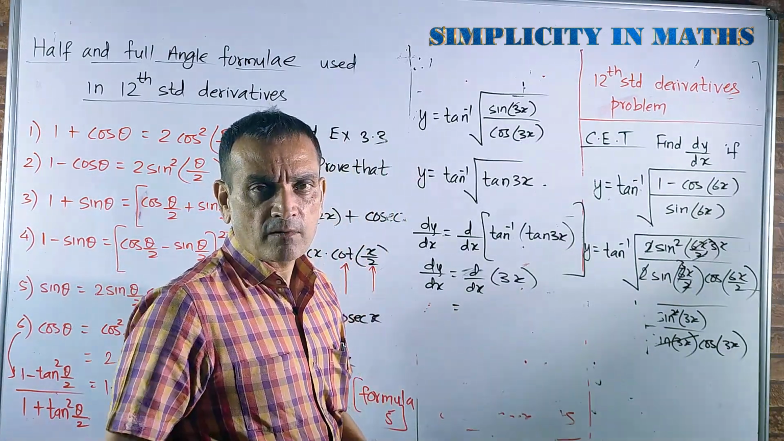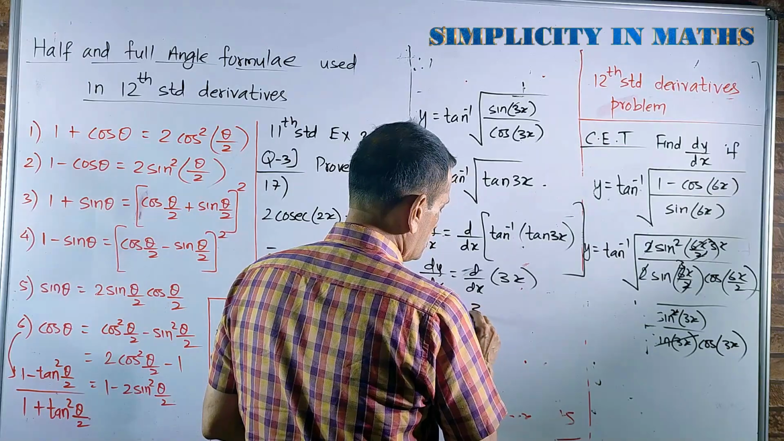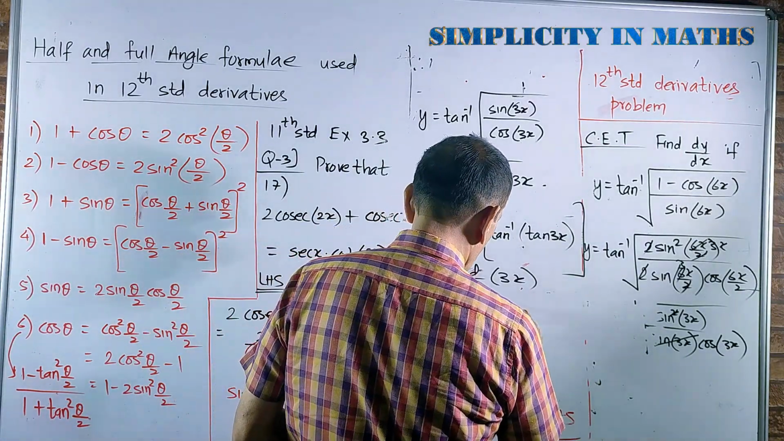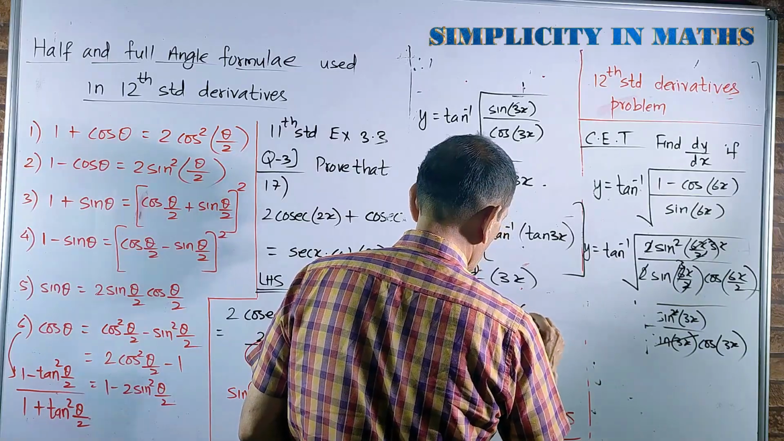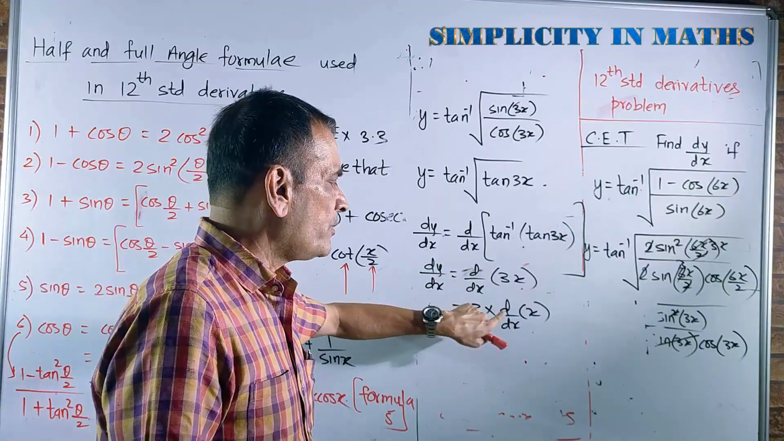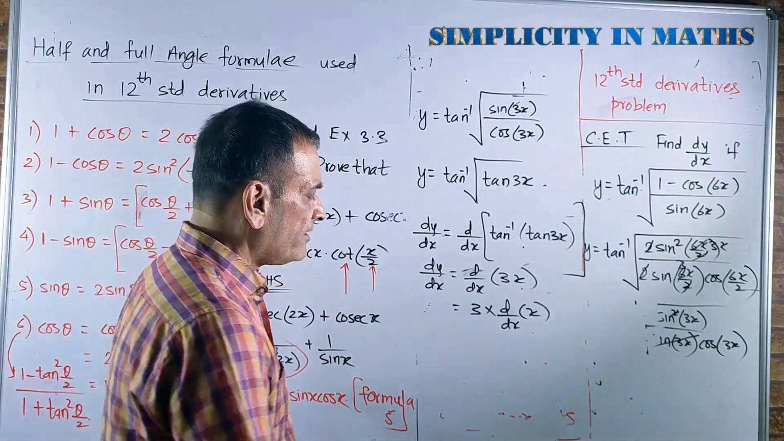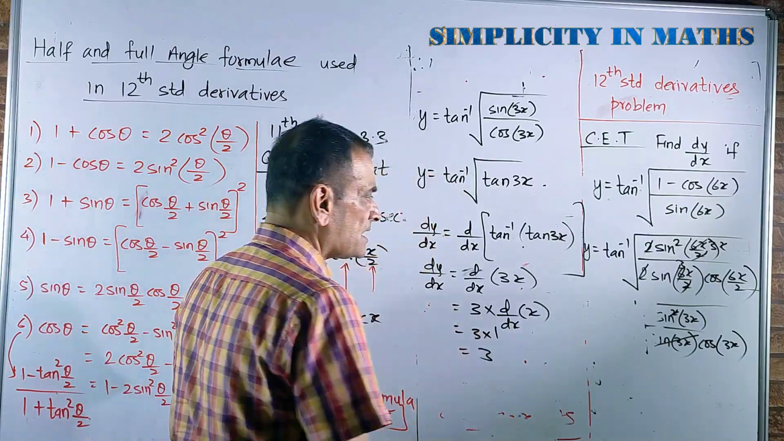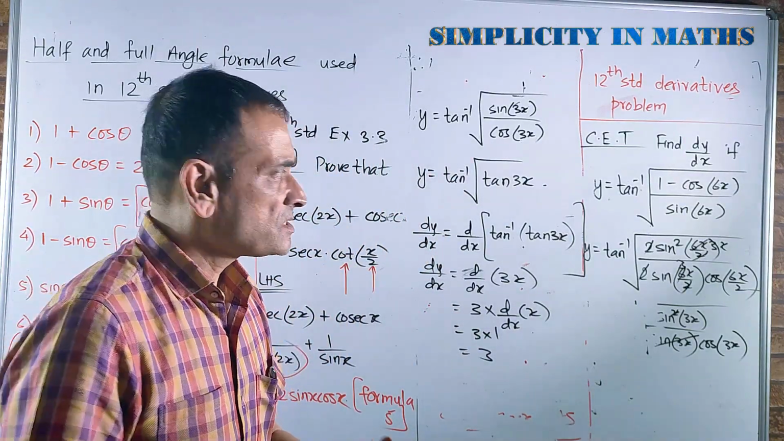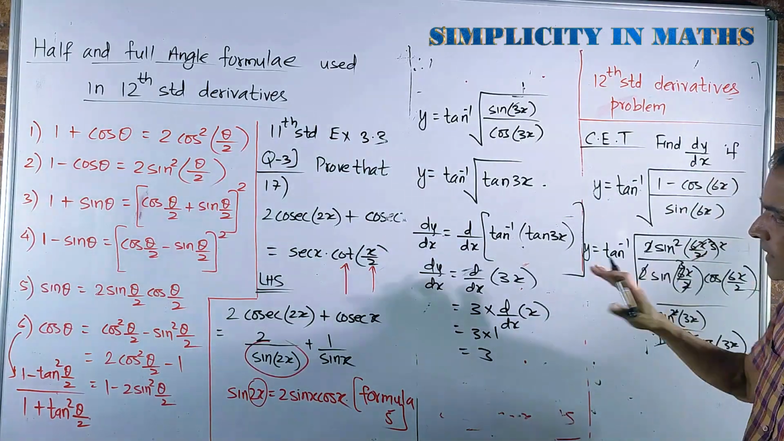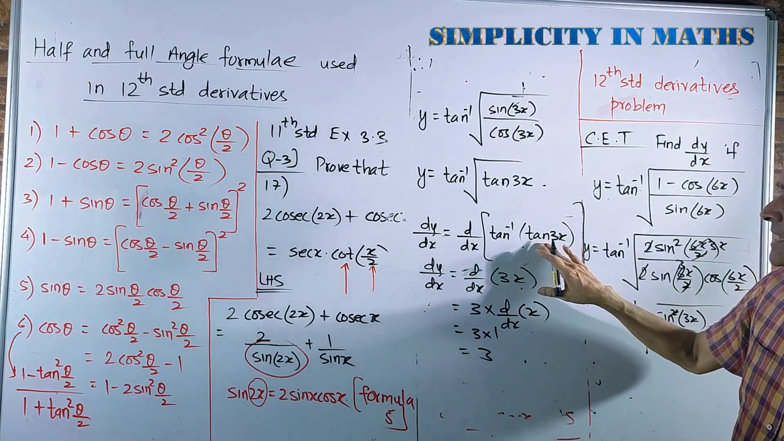Now this is the 11th standard problem. 3 is a constant, keep it outside, d by dx of x. We have solved this. 3 is a constant, keep it aside, derivative of x. Derivative of x is 1. 3 is the answer. So sometimes when the root sign is not there, then directly we get tan inverse tan.